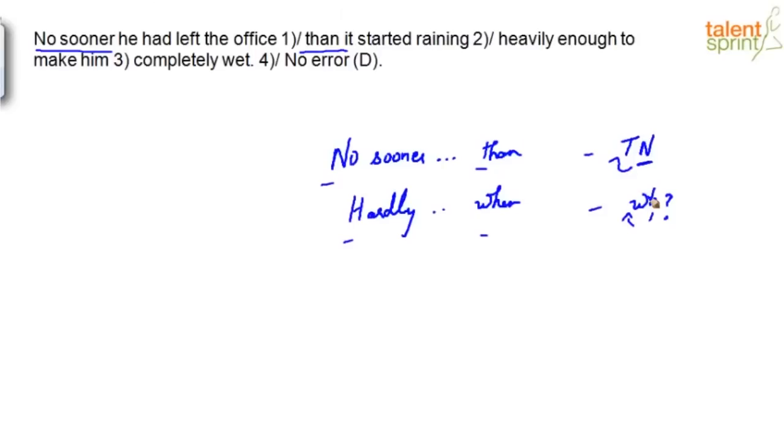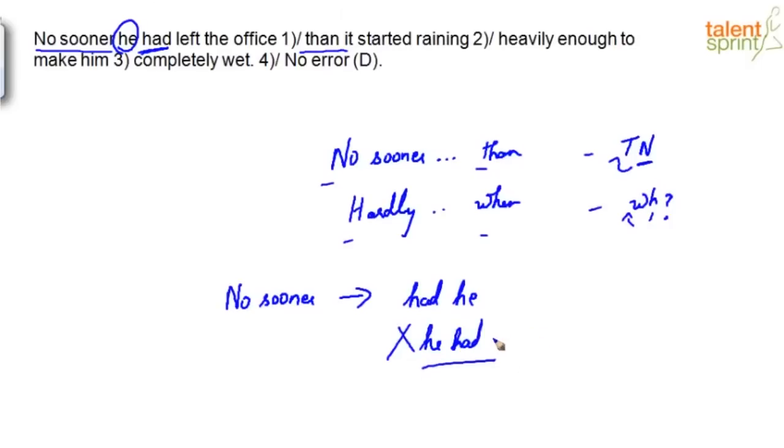The error actually is when you have sentences beginning with no sooner. What happens is this auxiliary verb had comes before the subject. Who's the subject here? He is our subject. So all you have to do is invert it to had he instead of he had. So this gets inverted when you have sentences beginning with no sooner, hardly, all of this. The auxiliary verb precedes the subject. That's rule number 2.